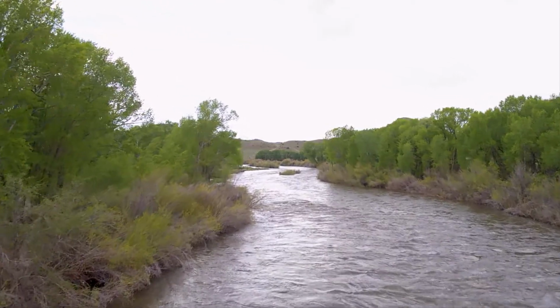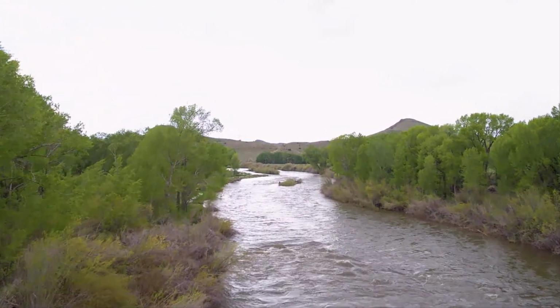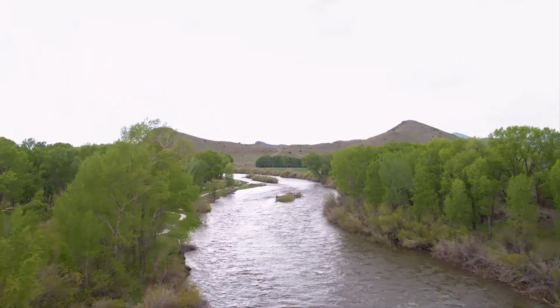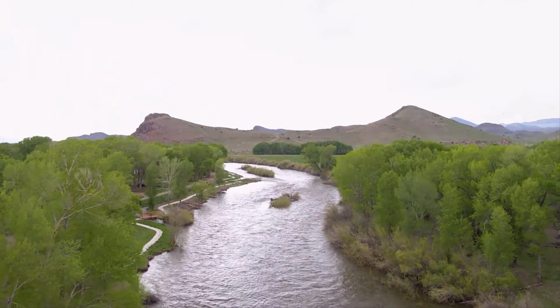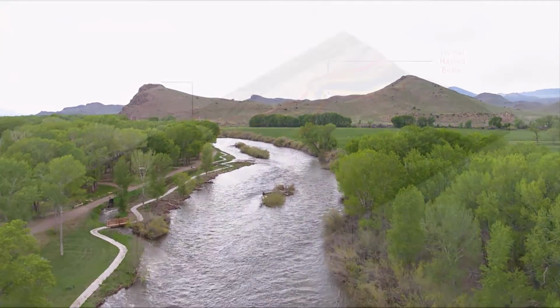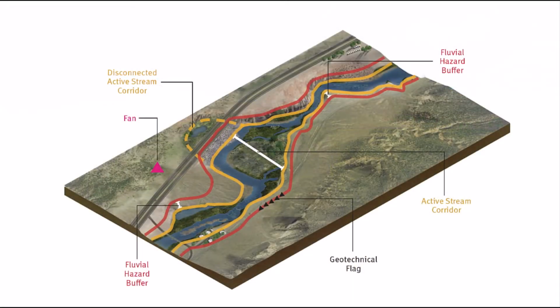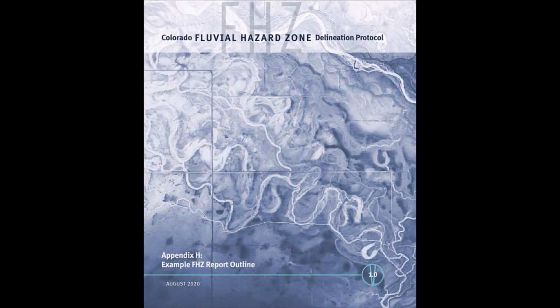Not all streams will have these auxiliary fluvial hazard zone components, but all mapping efforts must assess if these components are present and map them if they are. An examination and summation of all of these components, the active stream corridor, the fluvial hazard buffer, avulsion hazard zones, fans, geotechnical flags, and disconnected active stream corridors, is needed in order to produce a complete fluvial hazard zone map. Discussion of these hazards should be included in a map addendum or other reporting provided along with any map work that is done.